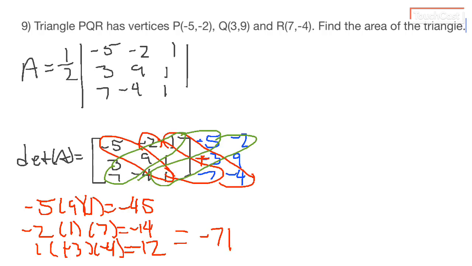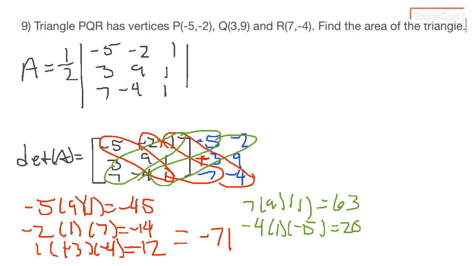Then we do our other diagonals. We've got 7 times 9 times 1, which is 63. We have negative 4 times 1 times negative 5, which is 20. And then we have 1 times 3 times negative 2, which is negative 6. So when we add those, we get 77.